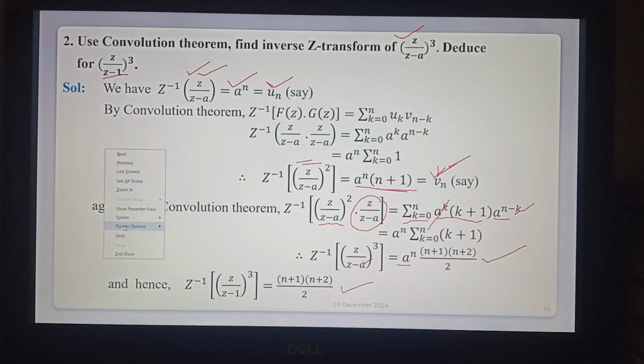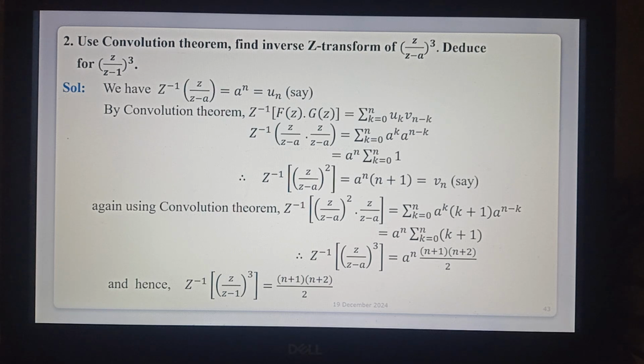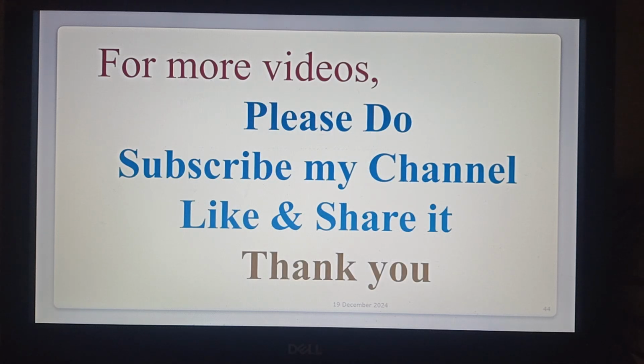Okay, is it understood? It's a very, very important question, a long question. Yeah, this is the convolution theorem.